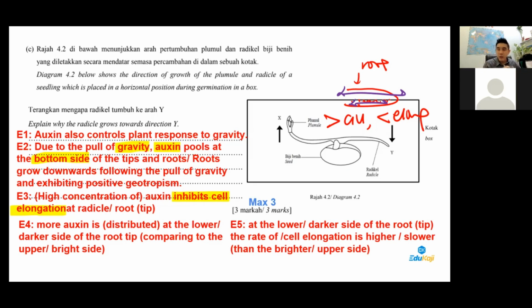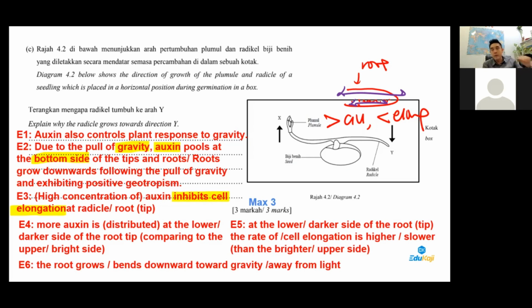Guys, I realize so far in this particular set, they give fewer questions, but they want longer answers. If you have seen my other sets, they give a lot of short answer questions. Oh yeah, this is one more point. So it grows towards gravity, guys.